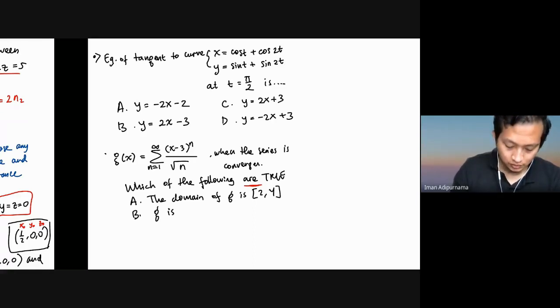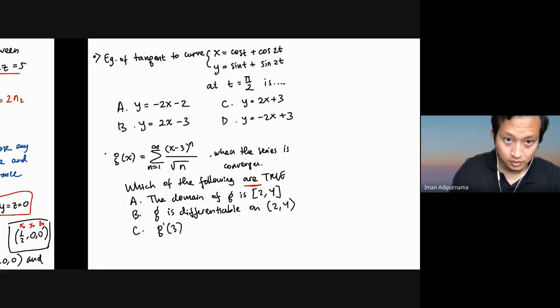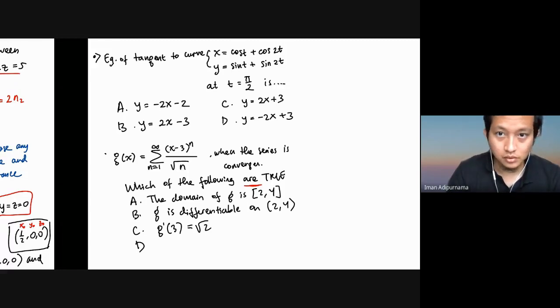g is differentiable on the open interval (2, 4). g prime is square root of 2. And g double prime is square root of 2.